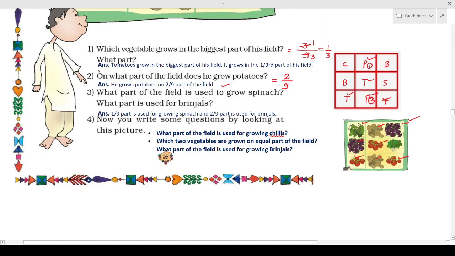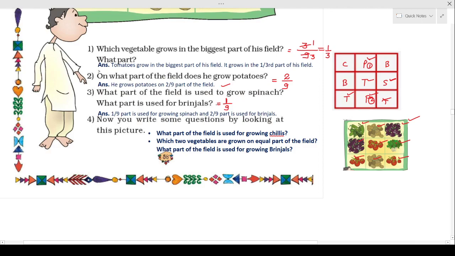Next question is what part of the field is used to grow spinach? So children, here you can see in this box only one part, because spinach you can see he is growing in only one part. So here, children, for finding the fraction you will write the total number of parts, that is 9, at the denominator end, and he is growing spinach in only one part, so you will write 1 at the numerator end. So your answer is 1/9 part is used for growing spinach.